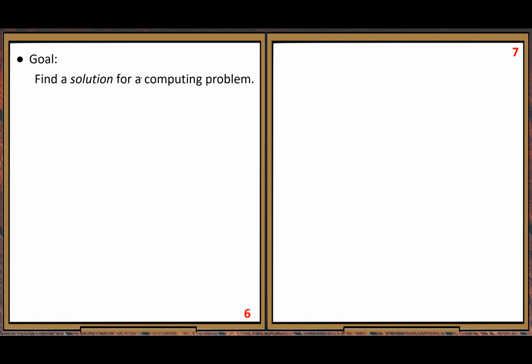Here, I use this general expression, computing problem, to represent the general real world problems. It could be, for example, a sorting problem. You may ask me, what is a computing problem? For example, sorting: given an array, you need to sort this array in ascending order. That's a computing problem.